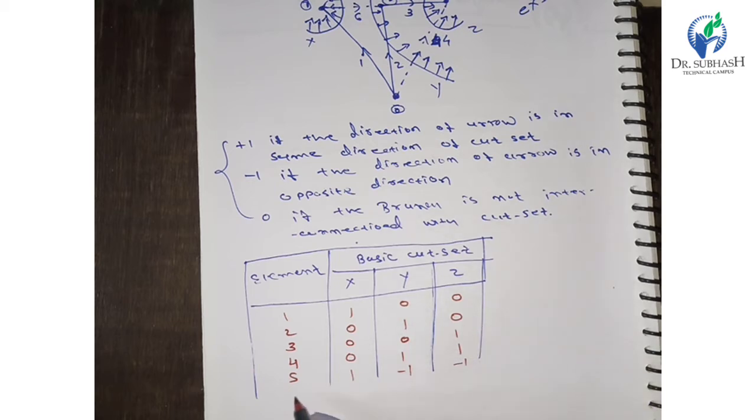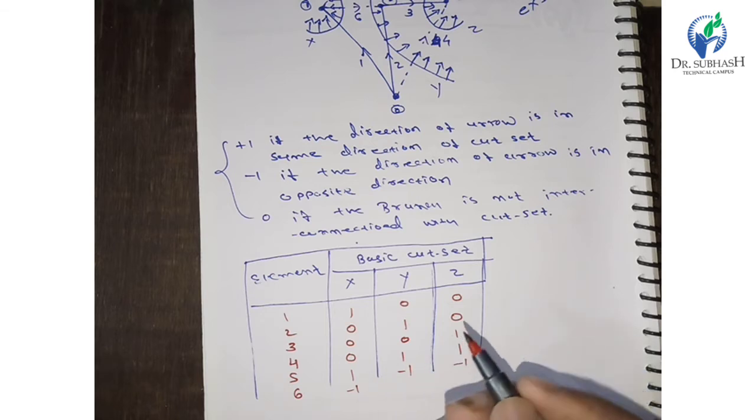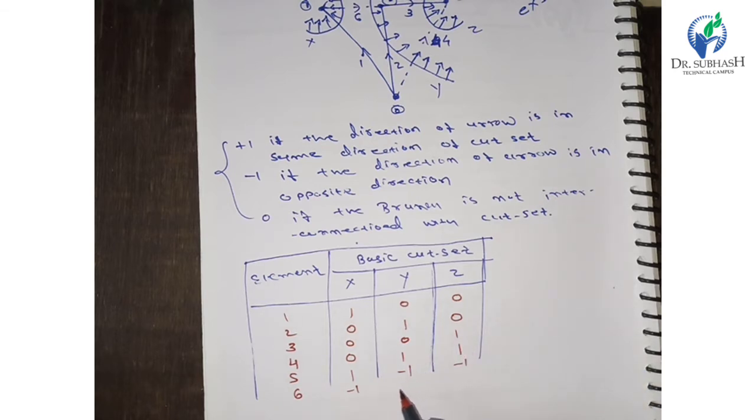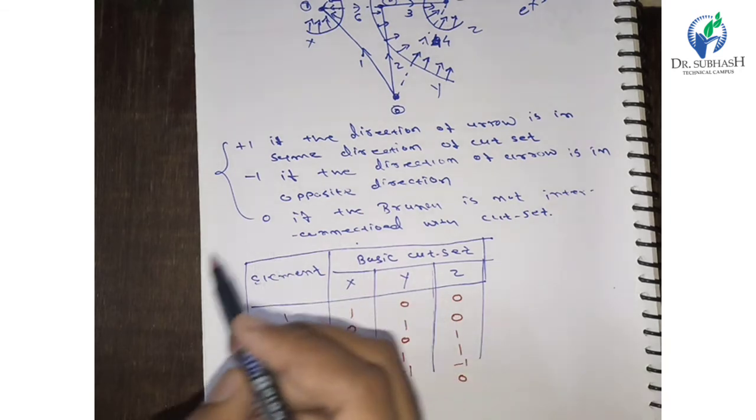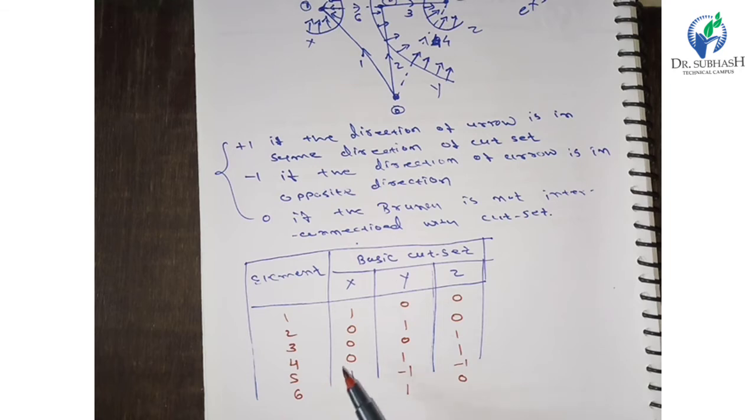In the same way, for element 6, basic cut set x is in the reverse direction with it, so the output is -1, and basic cut set y is in the same direction, so the output is +1. For basic cut set z there is no connection between them, so the output is 0. Here is the table of basic cut set versus element.